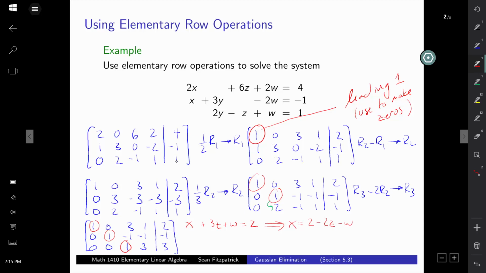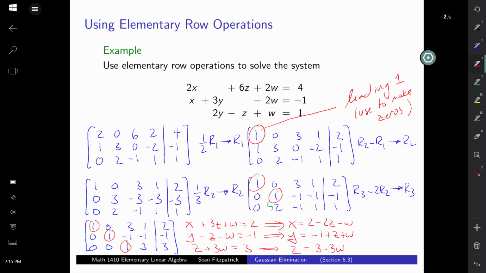In the next row, I've got y minus z minus w equals minus 1. Again, the fact that the coefficient of y is equal to 1 means I can quickly solve for y. y is equal to minus 1 plus z plus w. And the last one says z plus 3w is equal to 3. And so I get z is equal to 3 minus 3w.